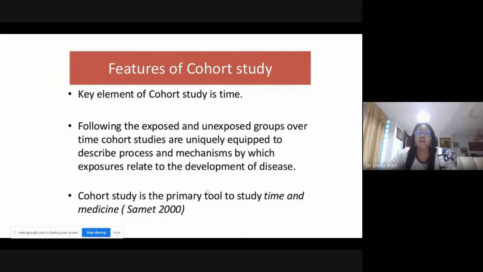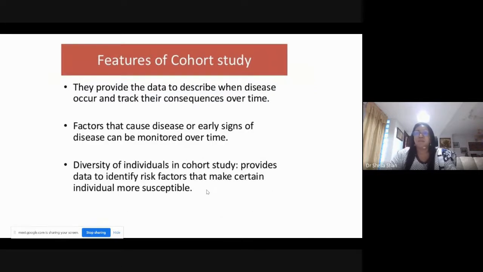So under this cohort study, the focus is the time frame. You can study the time and the medicine, if you're studying about antibiotics or you're studying about painkillers. They provide the data to describe when the disease occurs and track its consequences over time. So how bad it got or how much it improved over time. Factors that cause disease or early signs of the disease can be monitored over time. So this gives you a lot of idea or picture of how the disease is going over time.